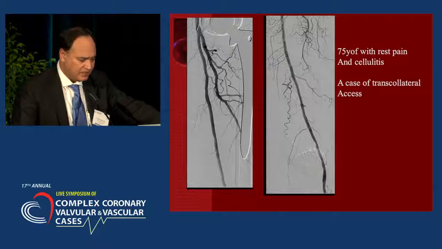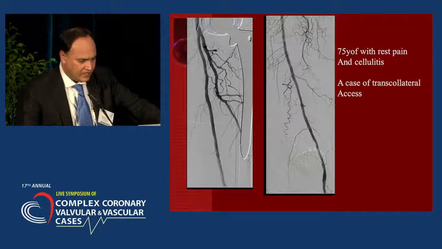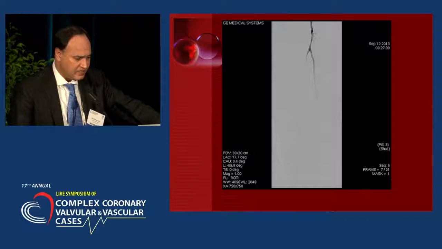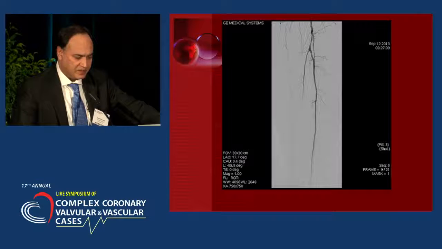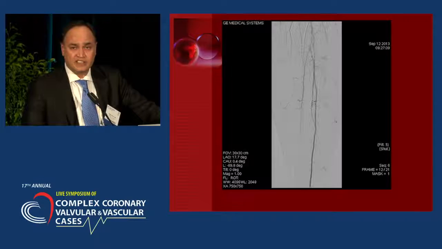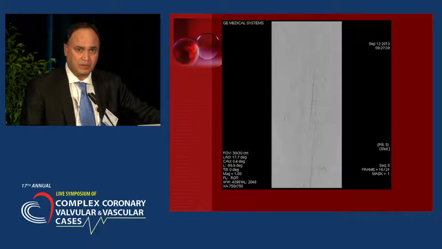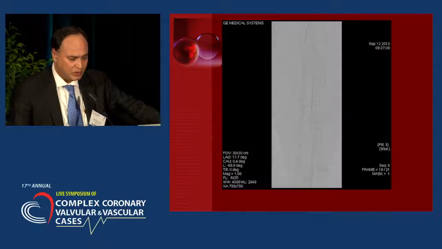Here's another example. You can see this patient also has rest pain and cellulitis. She's an elderly female. Her femoral popliteal vessels are patent, and this is her below knee anatomy. And this is the kind of case where a good study of below knee angiography is important. You can see the anterior tibial and posterior tibial both are occluded.